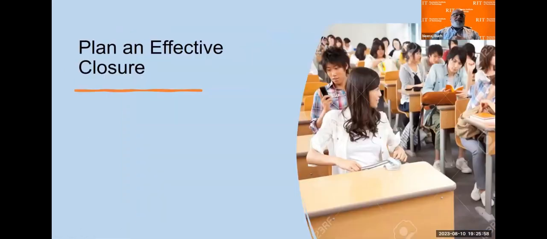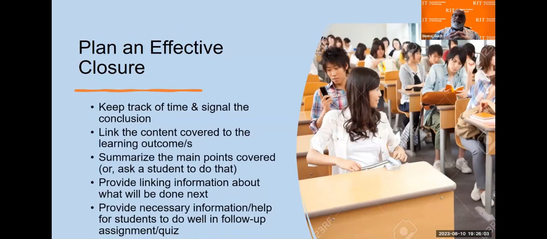So plan for an effective closure, and we've sort of talked about this. Signal to the students that you are reaching to the end of your lecture. I think that is important, and there are many ways you can do it. The easiest way is, let me summarize what we've discussed today. That gives the student, the audience, a signal, a clue that, okay, we are reaching the end of today's presentation. I think that is so important to give that clue.